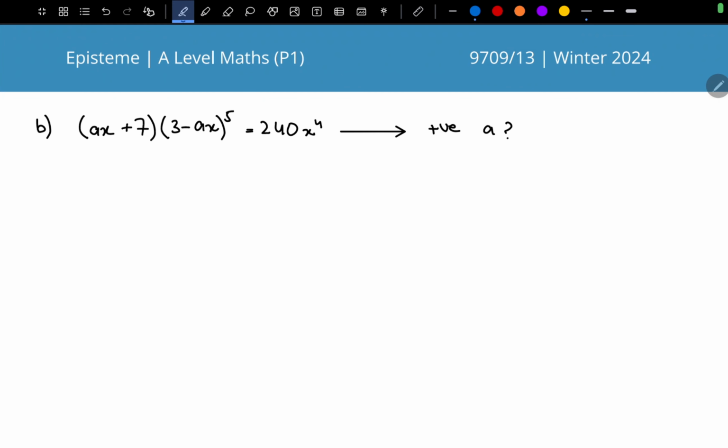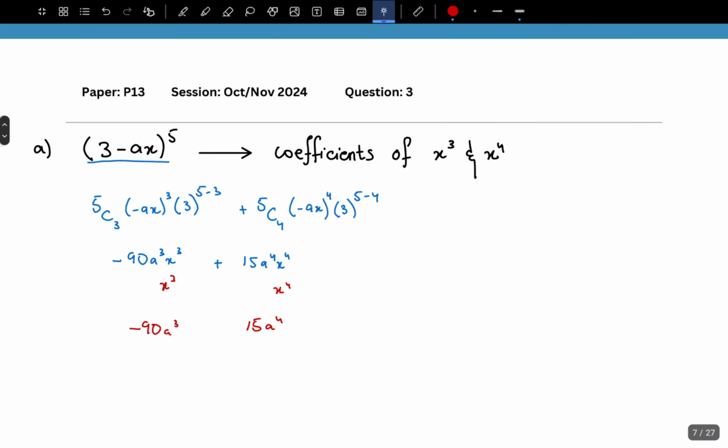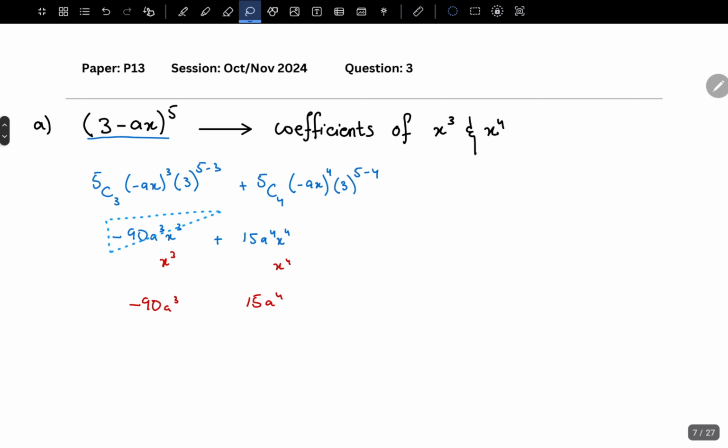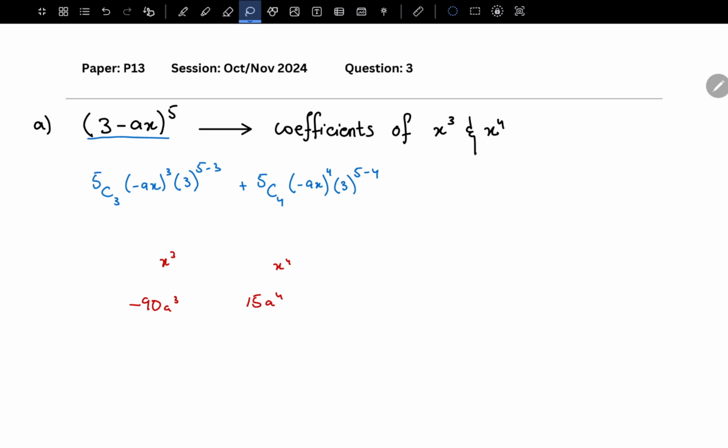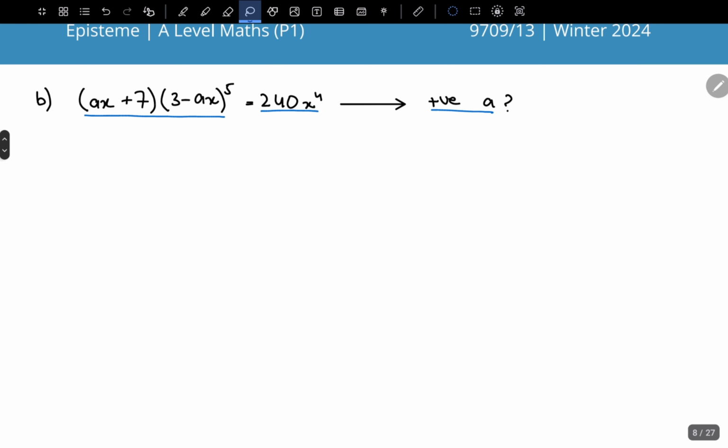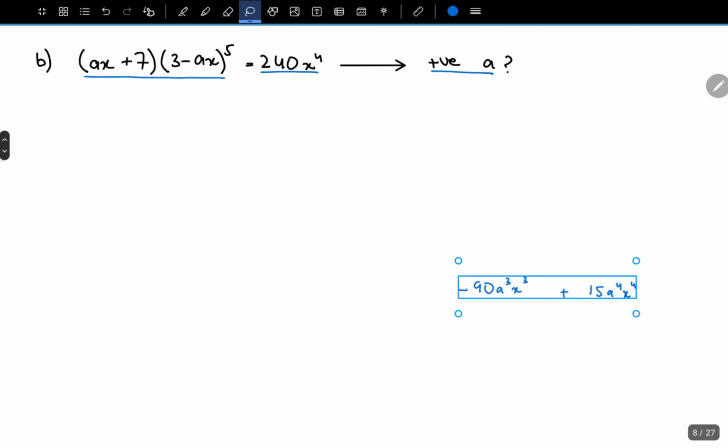In the second part, we have been given a longer equation which is equal to 240 x to the power of 4, and we need to find the positive a value. If we look at the equation carefully, we can see that this part over here was already solved by us in the first part. So we can copy the answer from there and use it to help us in the second part. So we need to copy this, as we will be using this to solve the second part. We can paste it over here for now.